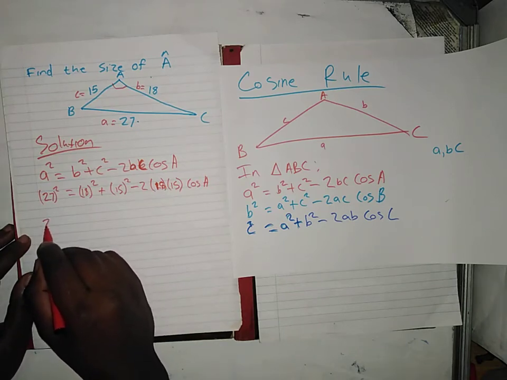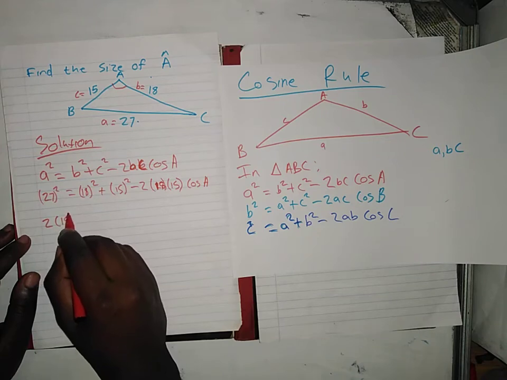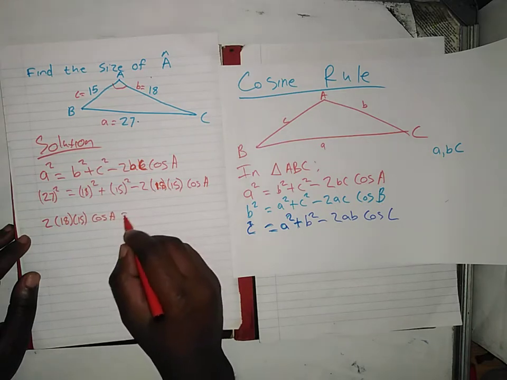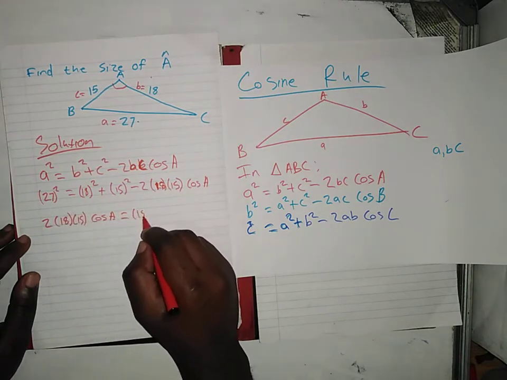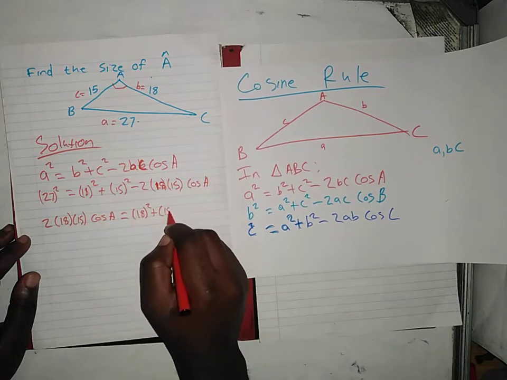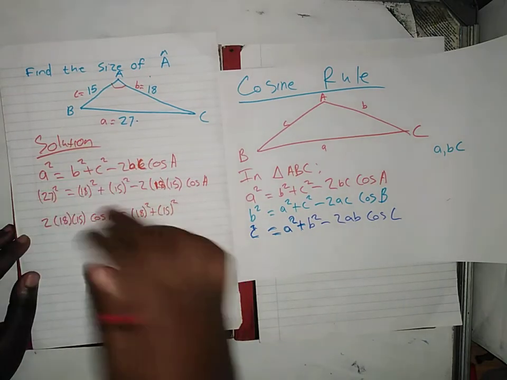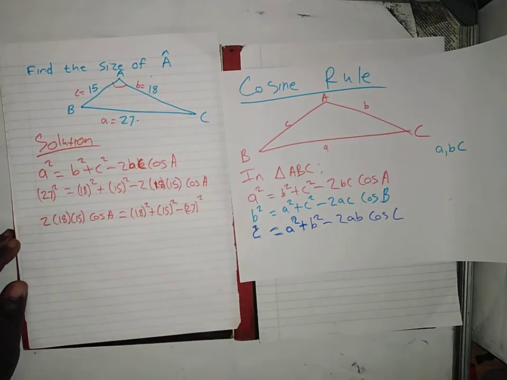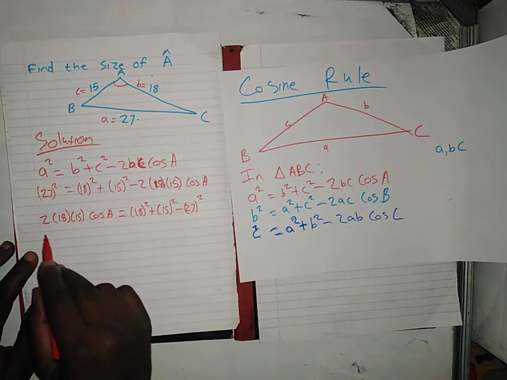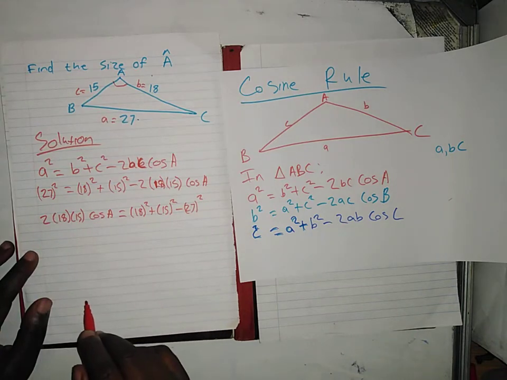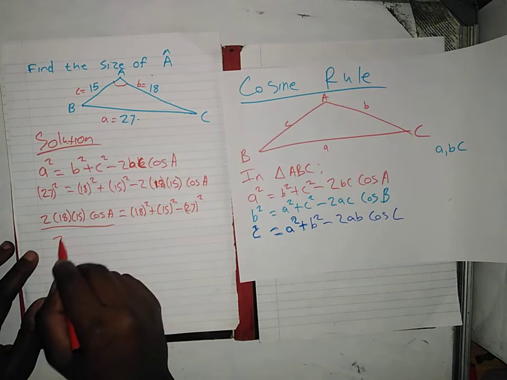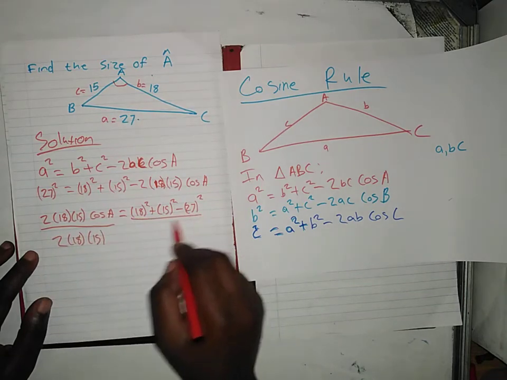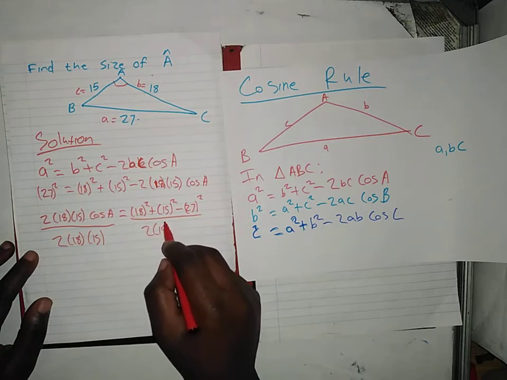All right, so you've got 2 × 18 × 15 cos A is equal to 18 squared as it is plus 15 squared as it is, and then when you take this 27 to the side, it's going to be minus 27 squared, right? Remember we want cos A to be alone, so we'll divide both sides by 2 × 18 × 15.